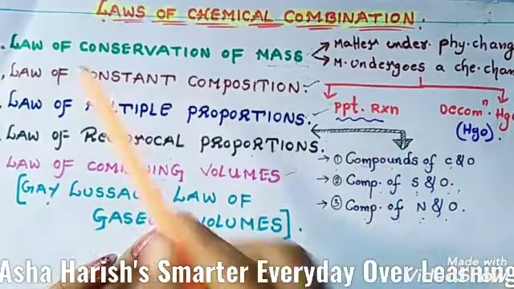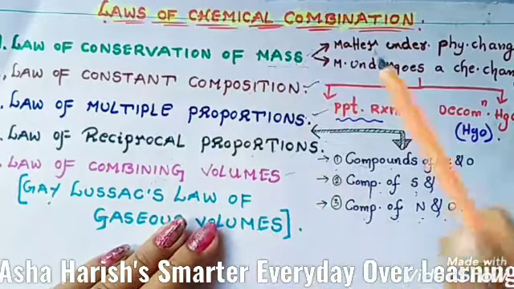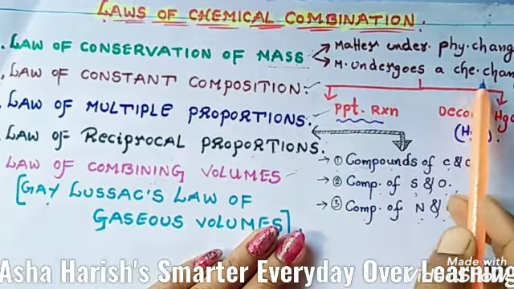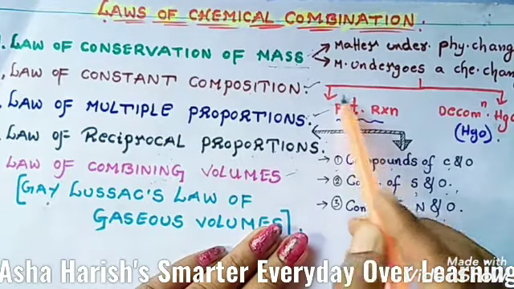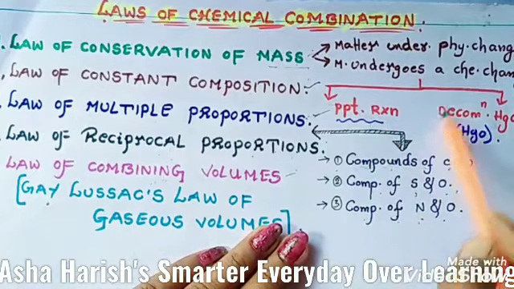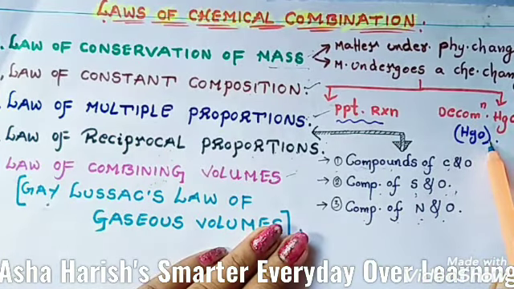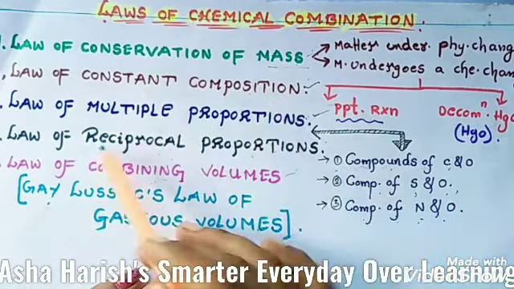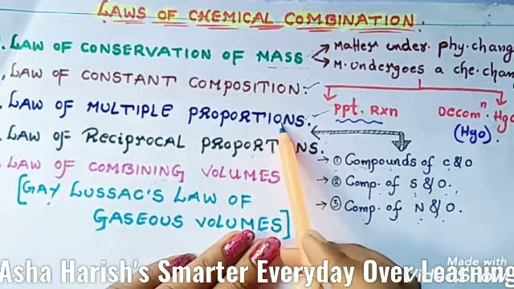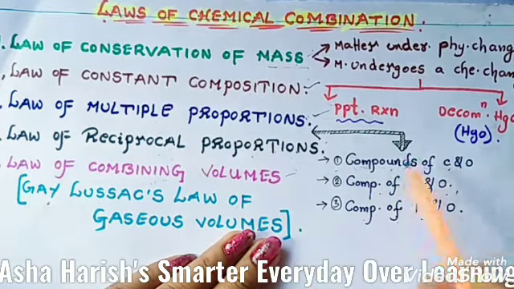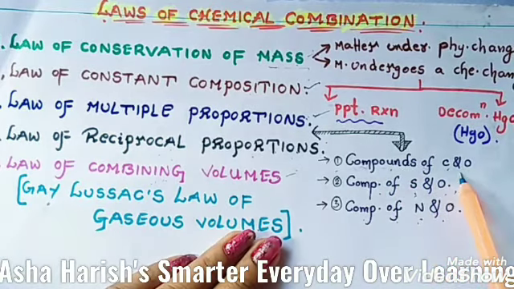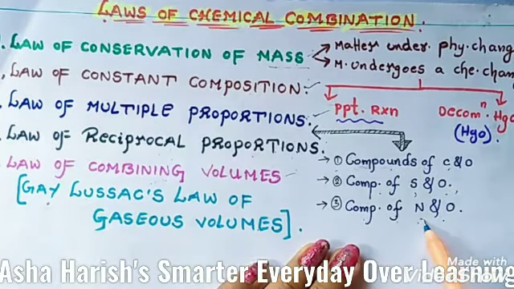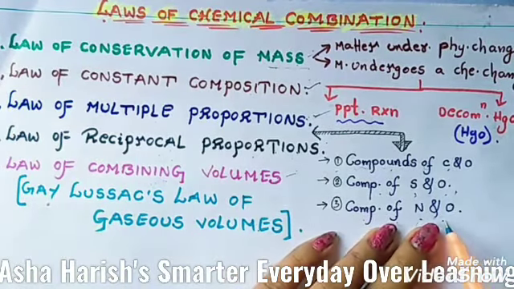Dear students, the first law is the law of conservation of mass. In that, there are two categories: matter undergoes a physical change and matter undergoes a chemical change. In chemical change, the precipitation reaction and the decomposition of mercuric oxide are completed, students. The second one, the law of constant composition, is also completed, and the third one is the law of multiple proportions. In this third law of chemical combination, the formation of compounds of carbon and oxygen is completed, and the compounds of sulfur and oxygen, and the compounds of nitrogen and oxygen are also completed, students.